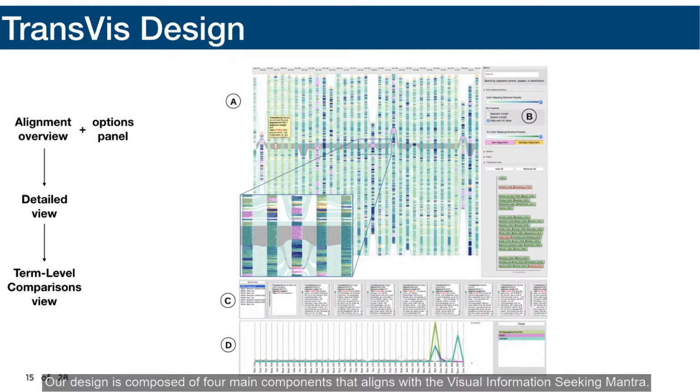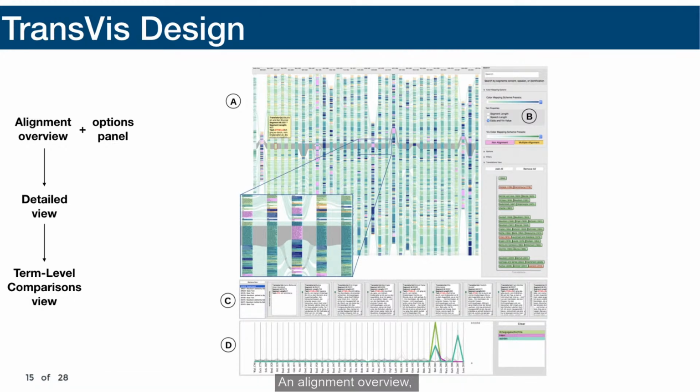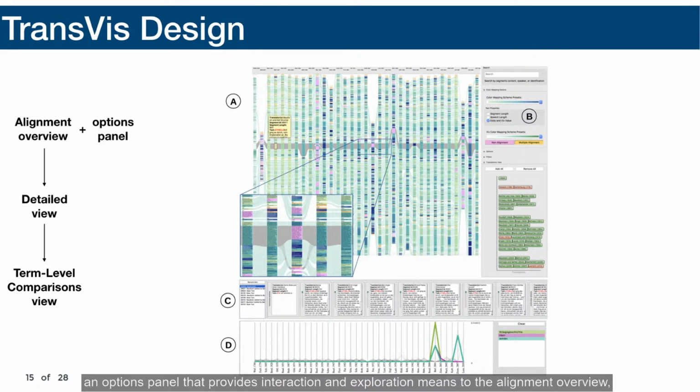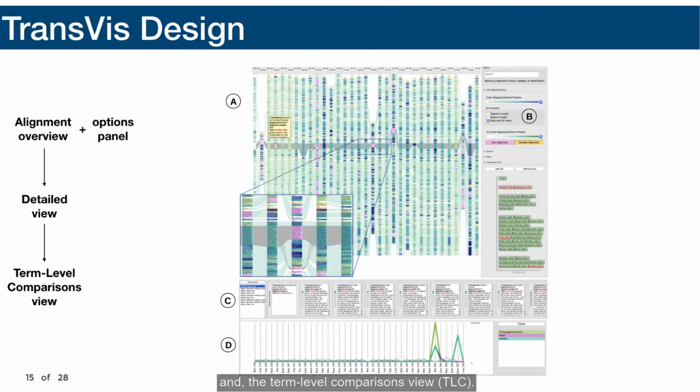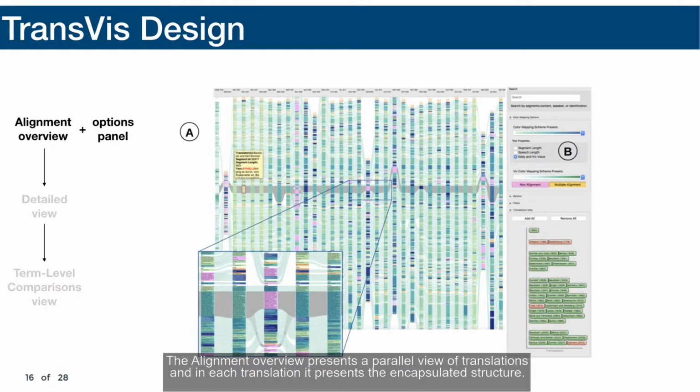Our design is composed of 4 main components that align with the visualization information seeking mantra: an alignment overview, an option panel that provides interaction and exploration means to the alignment overview, the detailed view, and the term level comparisons view, TLC. The alignment overview presents a parallel view of translations, and in each translation it presents the encapsulated structure.